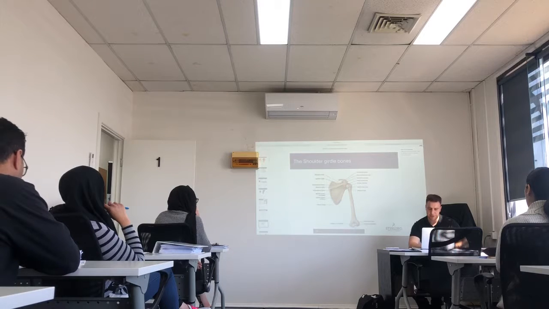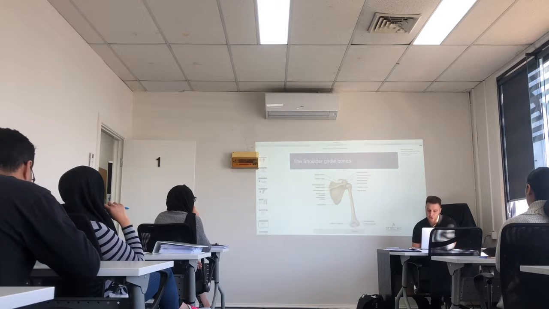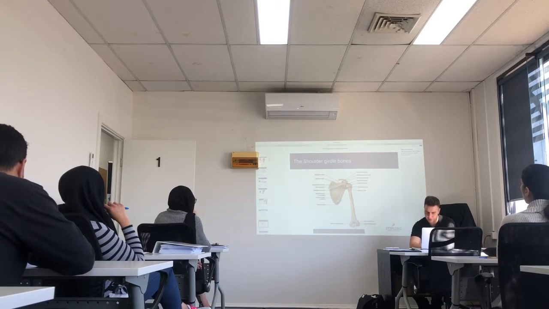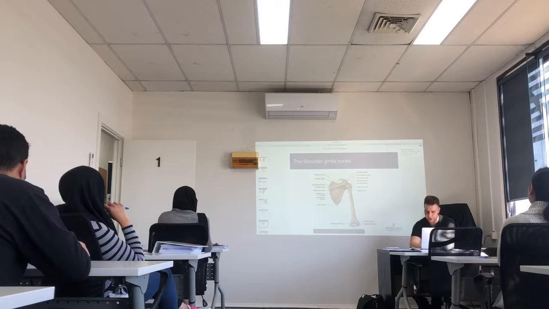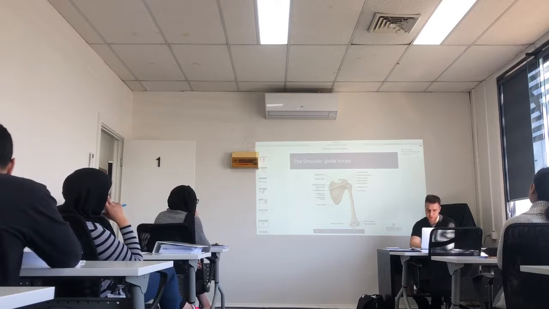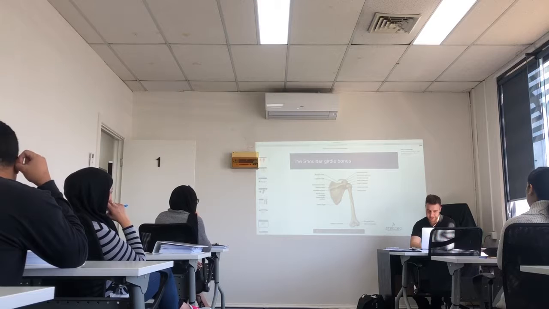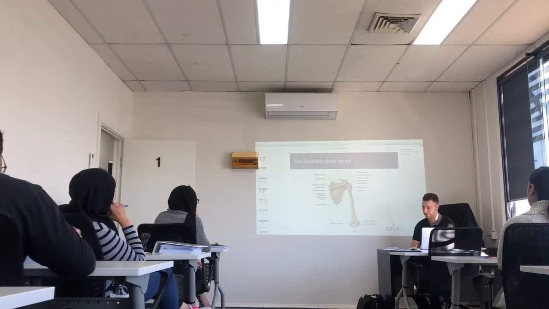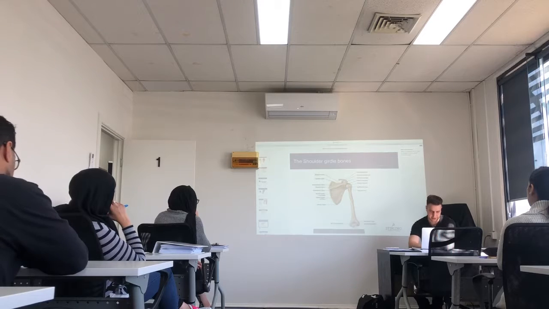So here we've got the shoulder girdle bones. Here, superior angle, so more on the top there. Inferior angle is on the bottom as well. Supraspinous fossa. So different shoulder girdle bones will assist movements for the muscles as well, with different ranges.